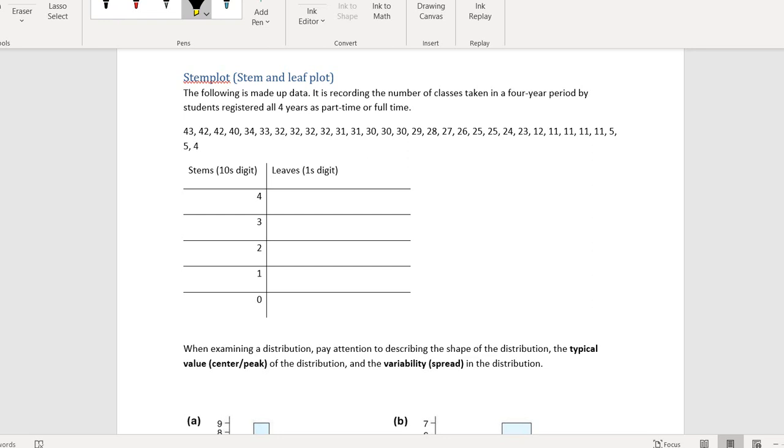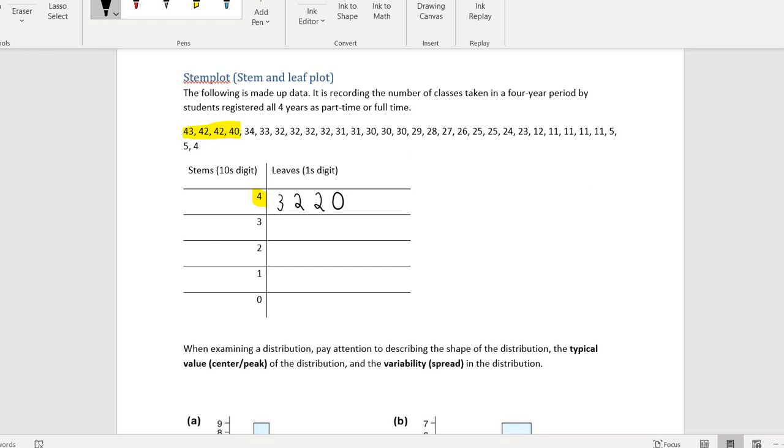So for example, for this 4, we're going to be looking at only numbers in the 40s. And then when we list off the numbers, we're only going to list off the ones. So 43, we'd record as a 3. 42 would be recorded as a 2. 42 would be recorded as another 2. And 40 would be a 0.